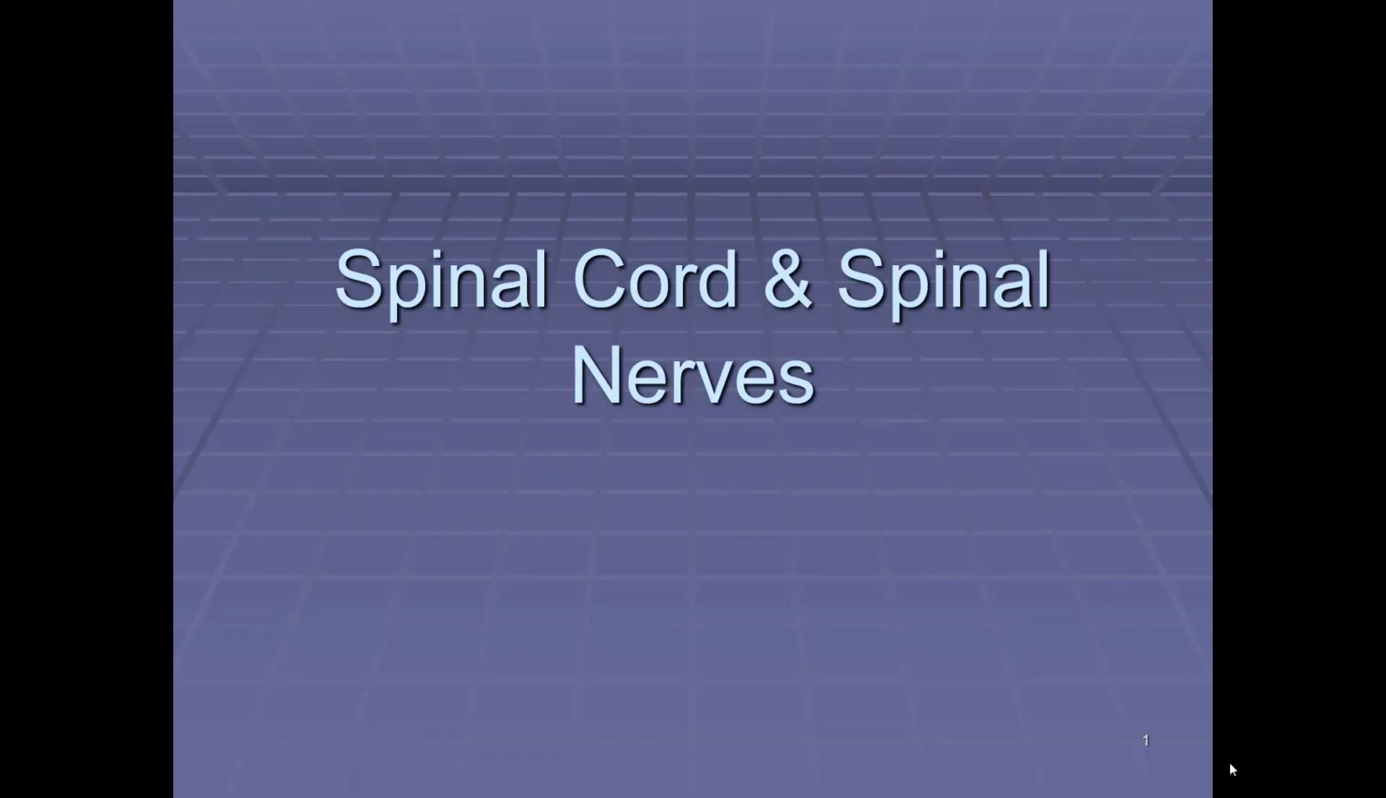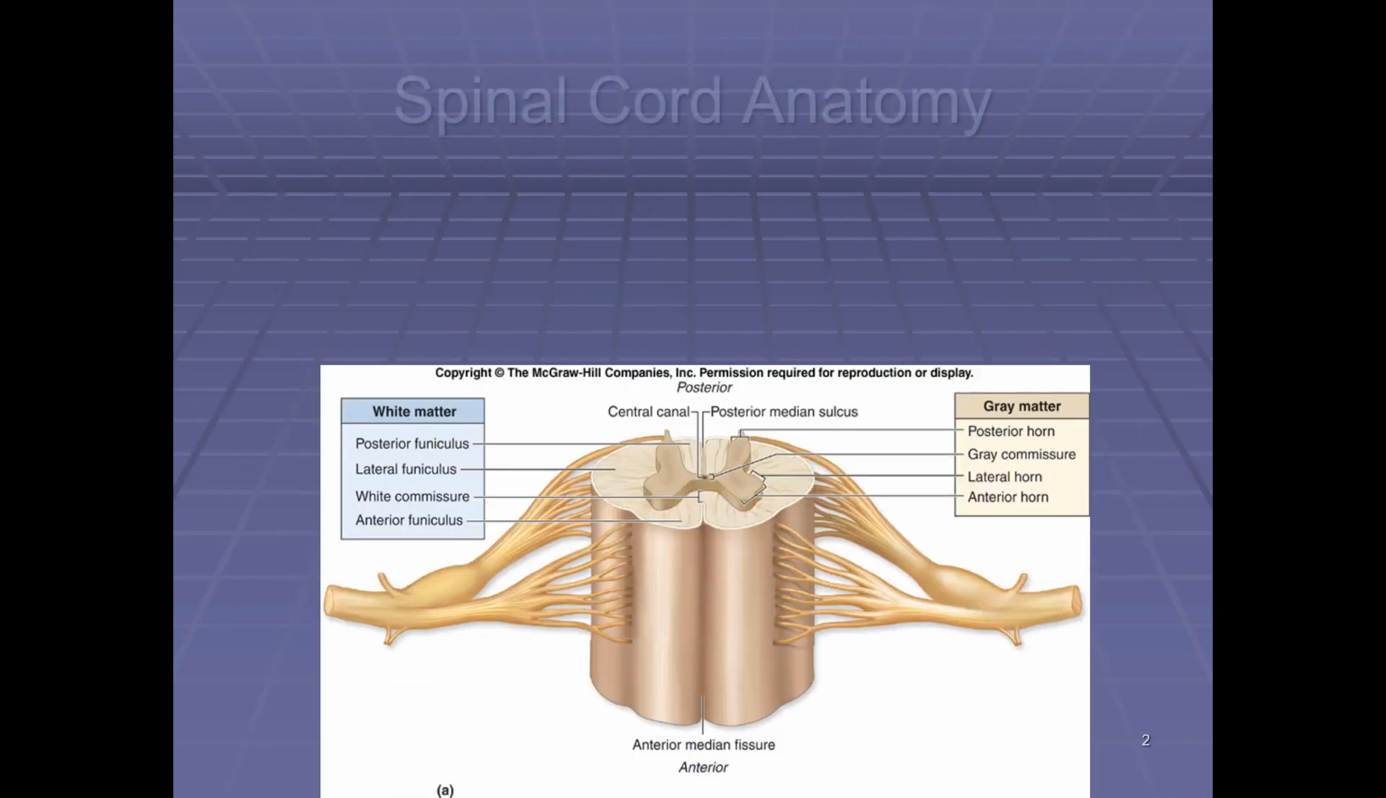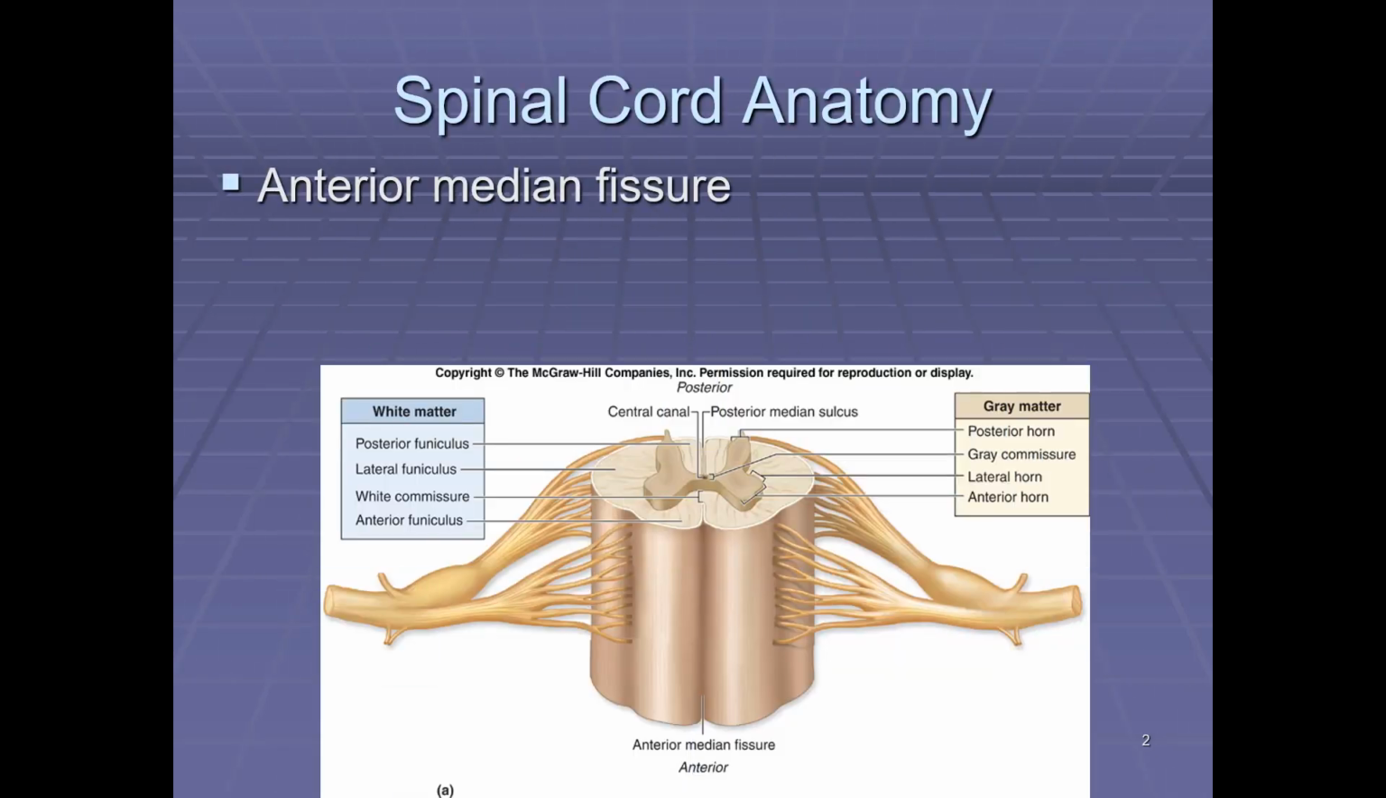So we're moving on now to the spinal cord and spinal nerves. Looking at the external anatomy of the spinal cord, as we've discussed before, you have a lot of white matter with gray matter in the middle. The gray matter is shaped like the letter H, or has a butterfly shape. There are two grooves in the front and the back: an anterior median fissure and a posterior median sulcus.